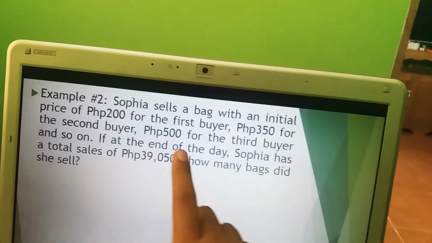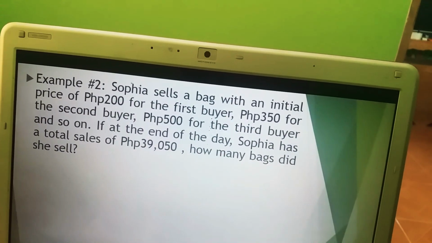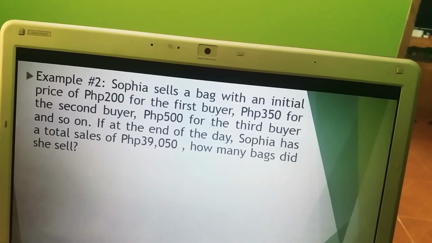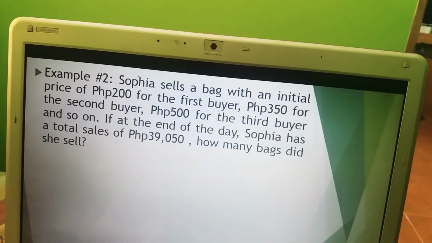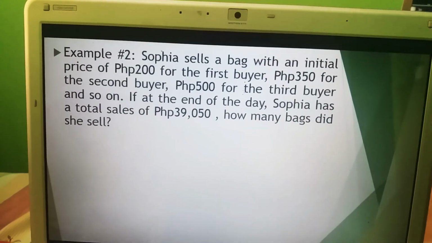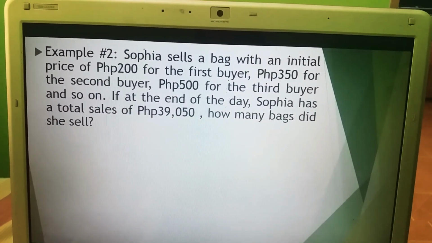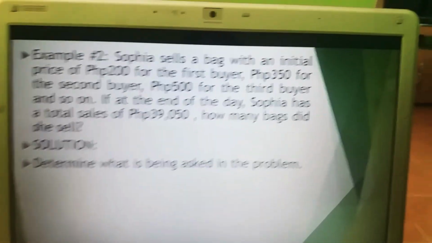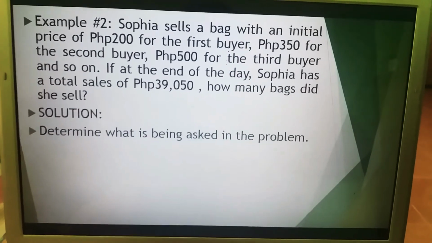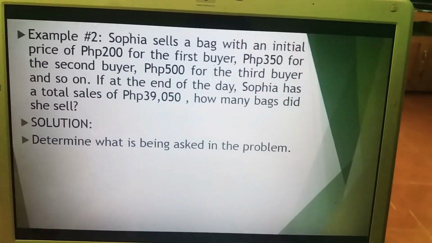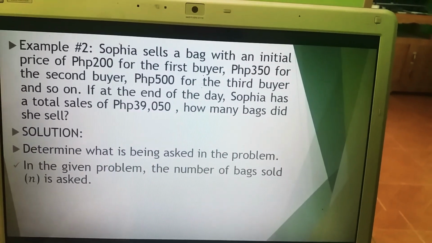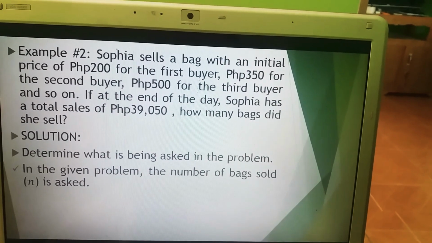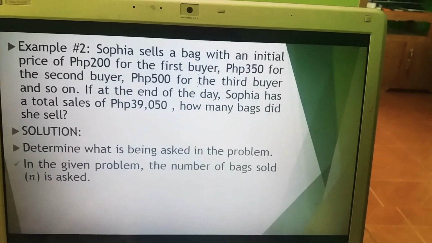If at the end of the day, Sophia has a total sales of 39,050 pesos, how many bags did she sell? Okay. So, how many bags did she sell? Yan yung ating problem solution. We are going to determine what is being asked in the problem. Again, in the given problem, the number of bags sold is being asked.